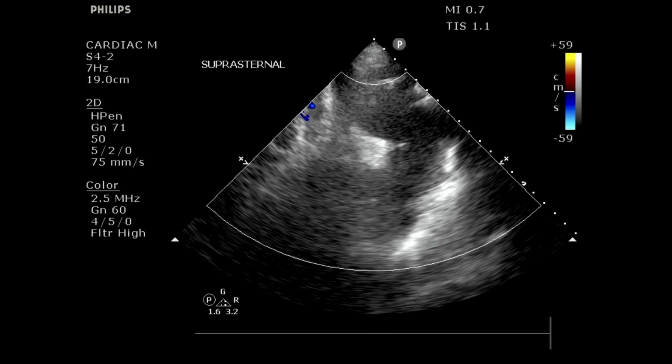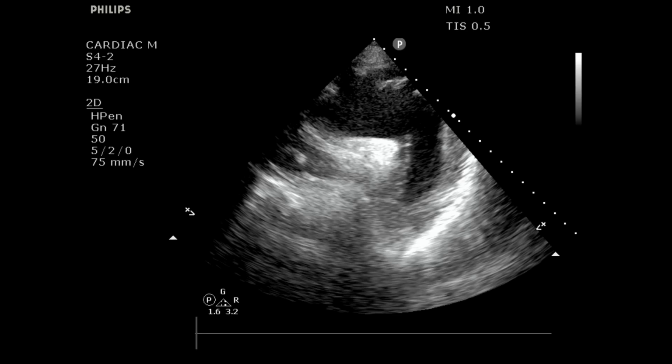Now, is this going to be the sine qua non, only test you'll need? Probably not, but it certainly can get you headed down that road, right? Getting you thinking about the differential of aortic dissection, and you can follow that up with further imaging, whether it be CTA, or other forms of imaging as appropriate to make that diagnosis, right?